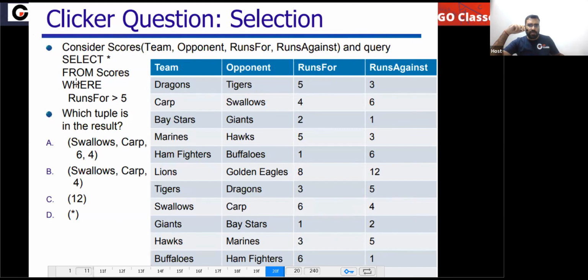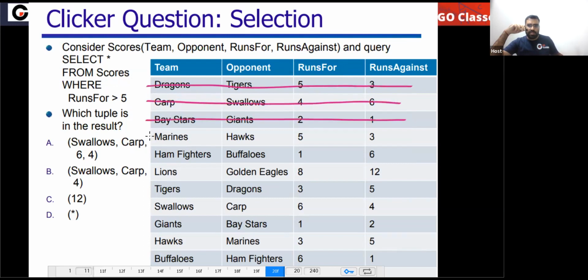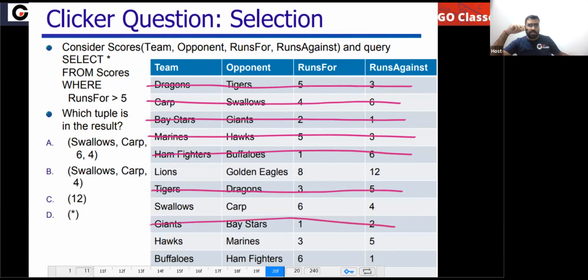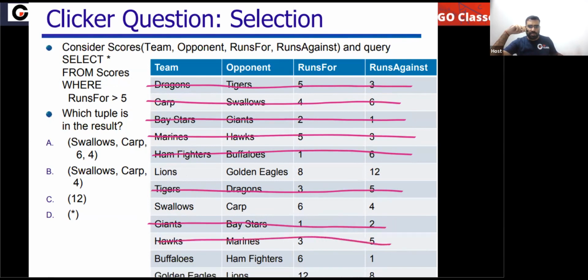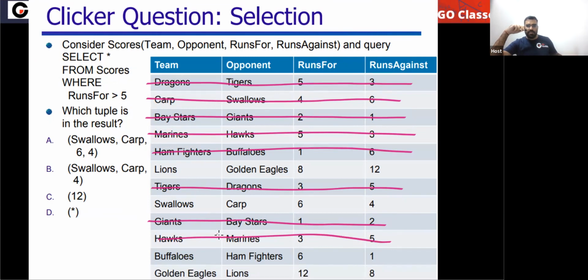If you notice, your output will be from this table. You are selecting those tuples where runs 4 is greater than 5. So this tuple will be gone, this tuple will be gone, this tuple will be gone, and these tuples are gone. And finally, the remaining tuples.